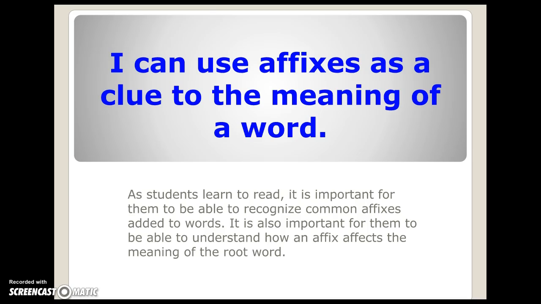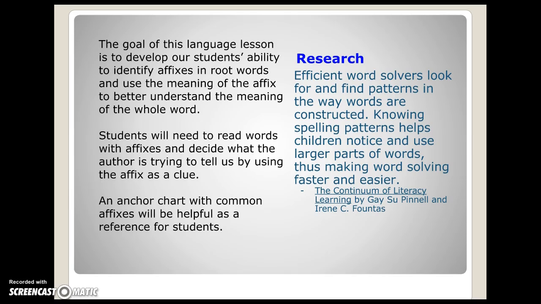As students learn to read, it is important for them to be able to recognize common affixes added to words. It is also important for them to be able to understand how an affix affects the meaning of the root word. This standard addresses a language and vocabulary skill. Students must become word solvers.